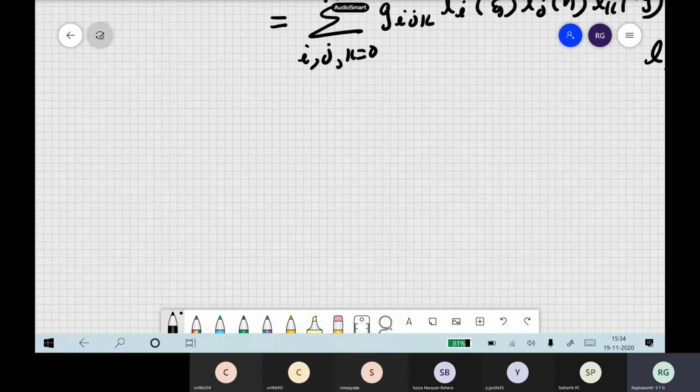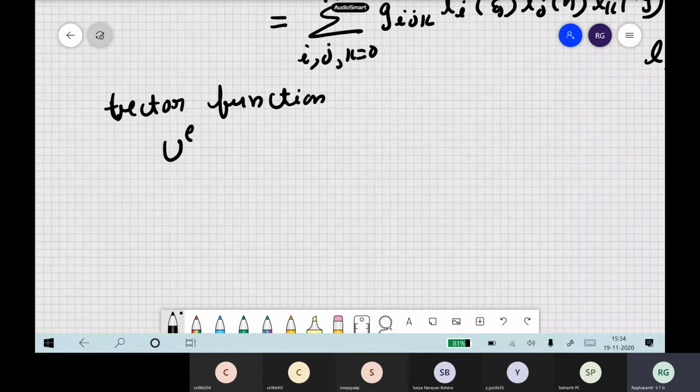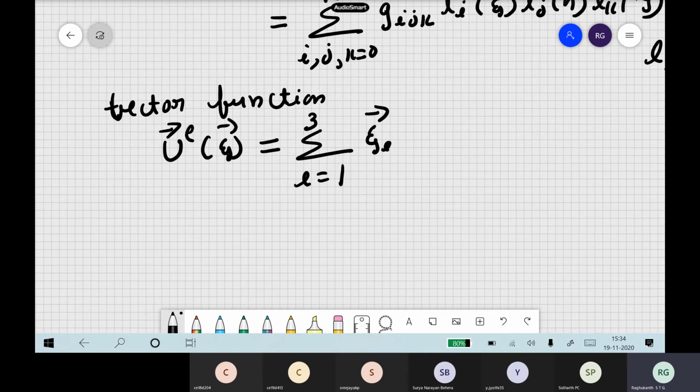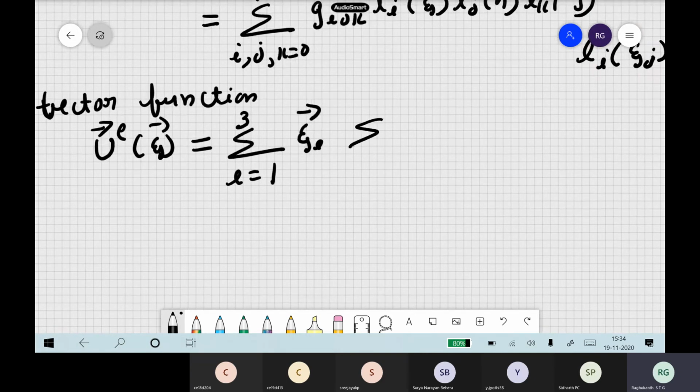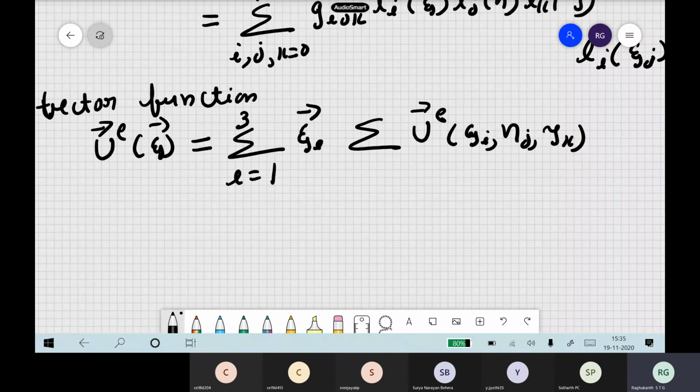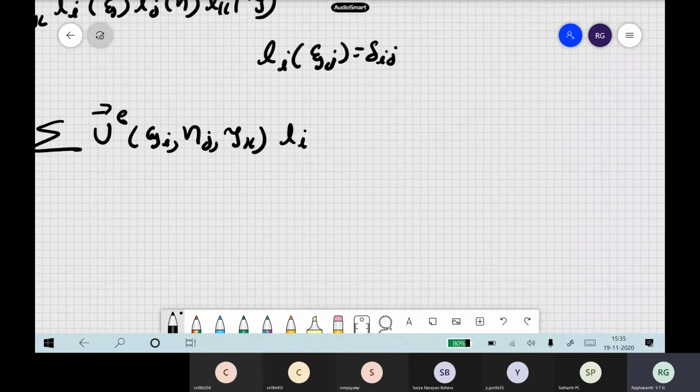Now this is for a scalar function. Suppose you want to write vector functions, like displacements. This is at the elemental level in 3D. So this becomes the sum over L equal to 1 to 3, and this is also a vector quantity. So we have the sum of u^e at (psi i, eta j, xi k) multiplied by the Lagrange polynomials.